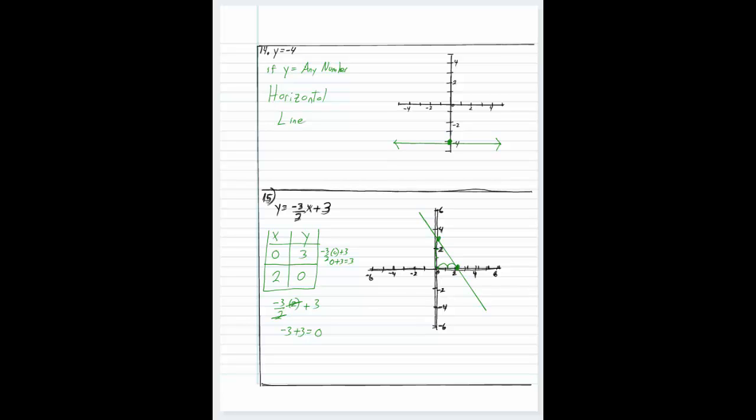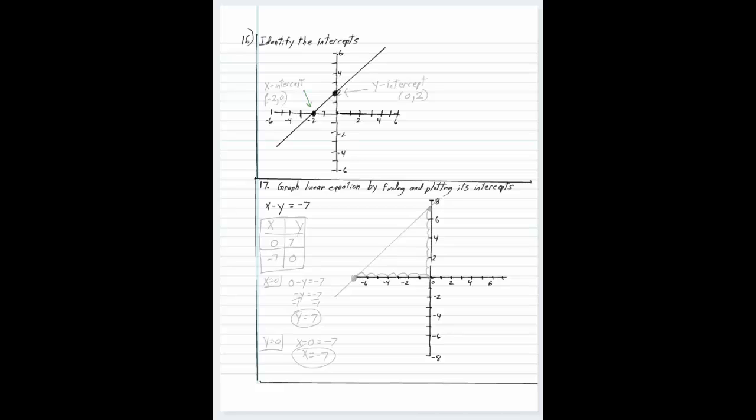Number 18, we have x equals -5. If x is equal to any number, that means our answer is a vertical line. So let's find out where x is -5, which is actually right here. And this time put a vertical line going through that point. And that's it.